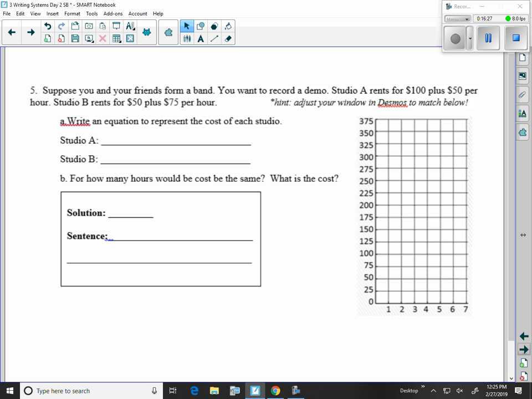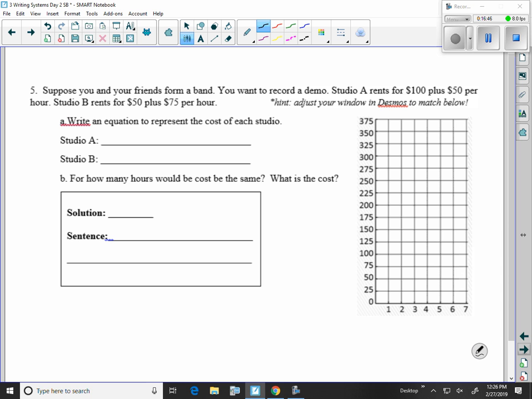Suppose you and your friends form a band. You want to record a demo. Studio A rents their studio for $100 plus $50 per hour. Okay? What kind of equation would you write here?